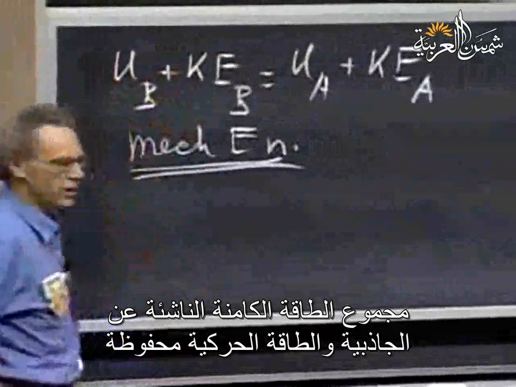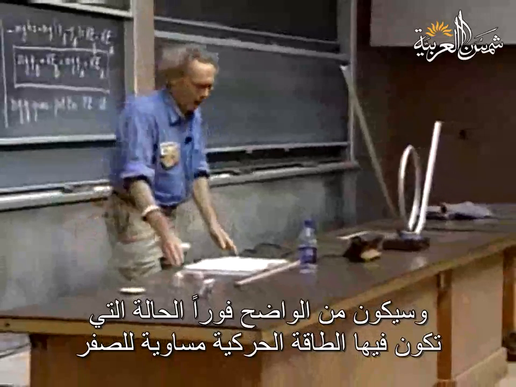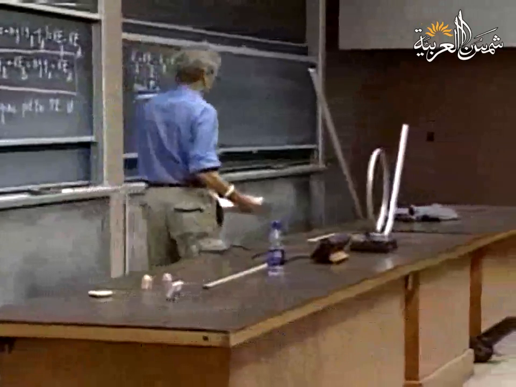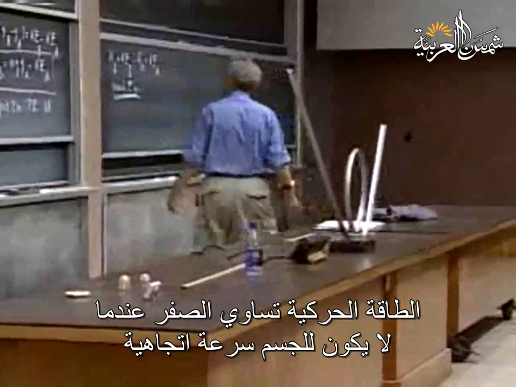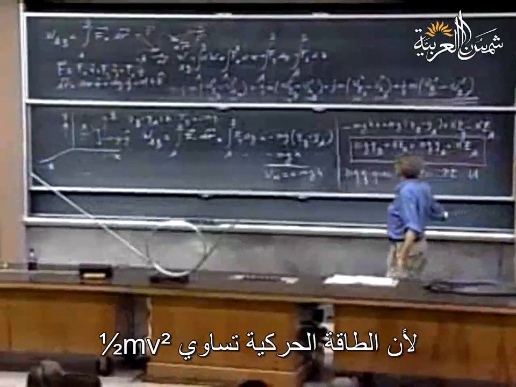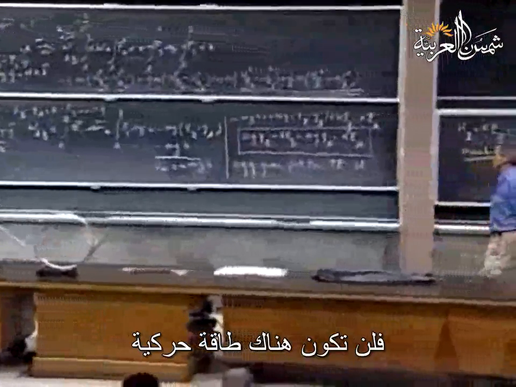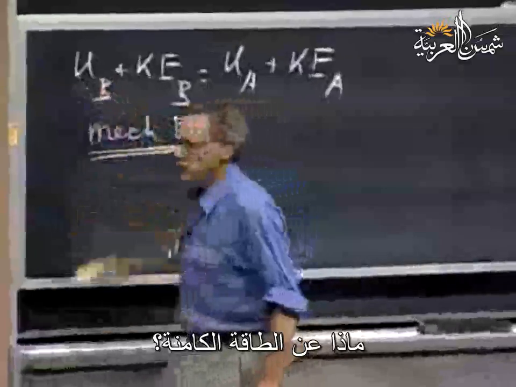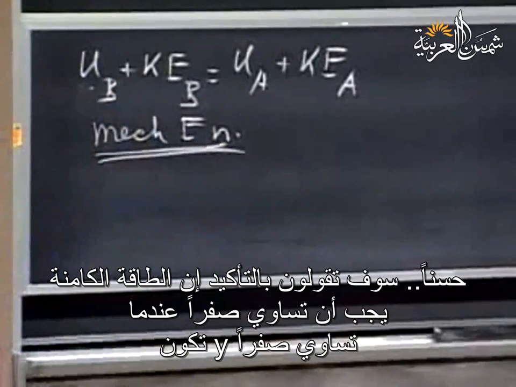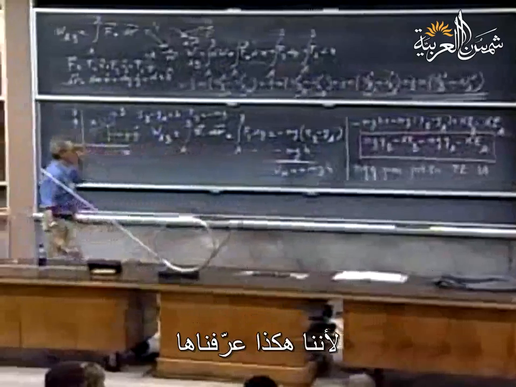If I look at this result, the sum of gravitational potential energy and kinetic energy is conserved for gravitational force, then it is immediately obvious where we put the zero of kinetic energy. The zero of kinetic energy is when the object has no velocity, because kinetic energy equals 1/2 mv squared. So if the object has no velocity, then there is no kinetic energy. How about potential energy? Well, you will say, sure, potential energy must be zero when y is zero, because that's the way that we defined it.